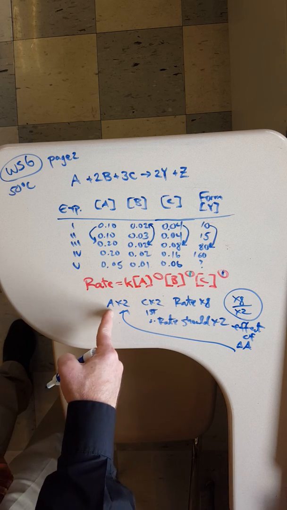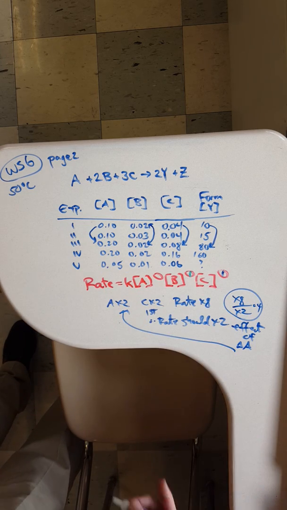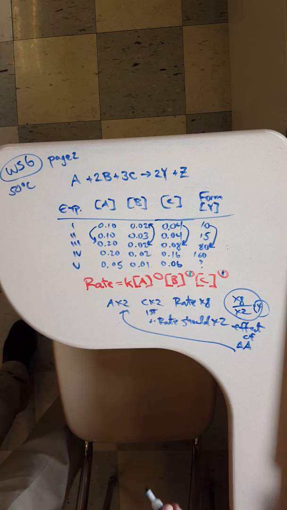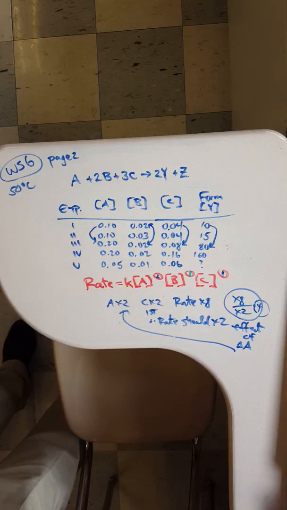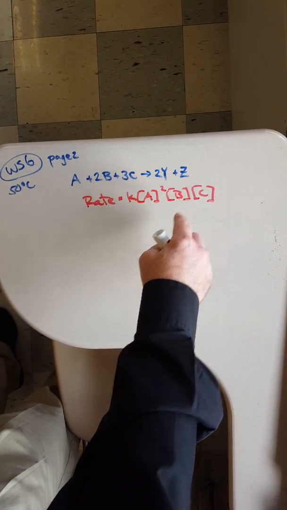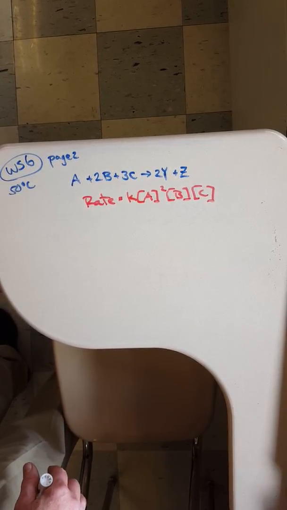Oh, A doubled. That's 4. Doubling A has a net effect of a 4-fold increase. A is second order. So I've got my rate law expression, k, A squared, B, C. So in question 4, that corresponds to choice D. Question 5 says, what about Z in experiment 3?